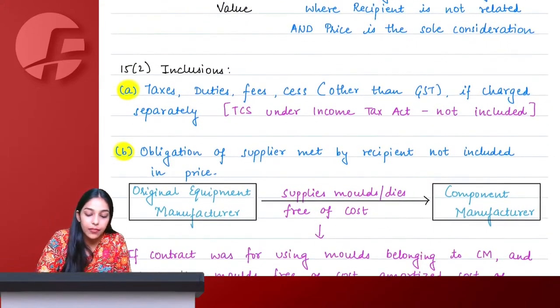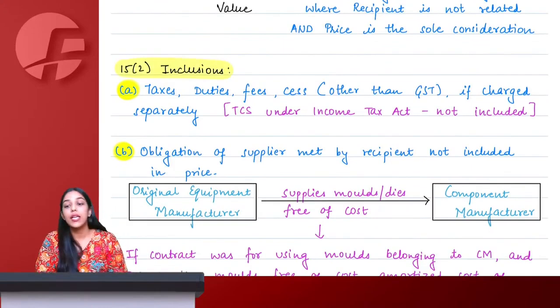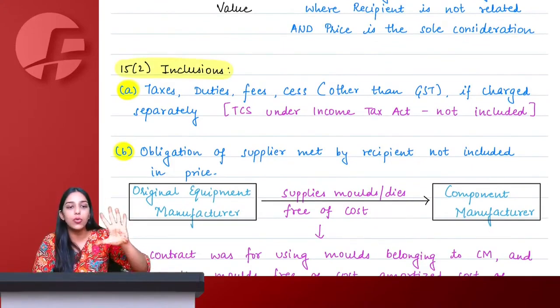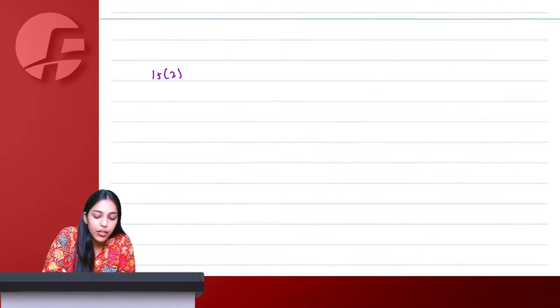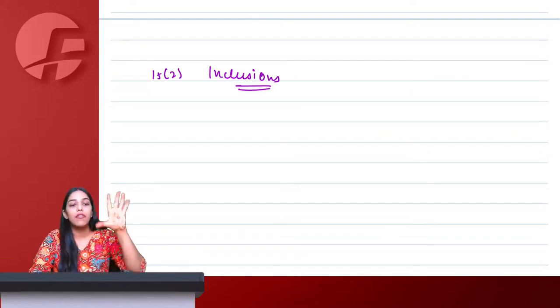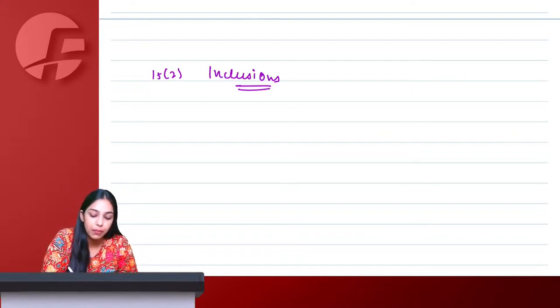Now we say that 15(2) inclusions. There are particular 5 inclusions under section 15(2). Now because this is revision, I believe you are already clear with the points. I'll just give you an overview and we'll move further towards the rules. So section 15(2) includes 5 types of inclusions in value of supply.